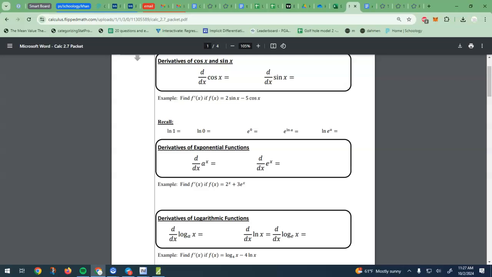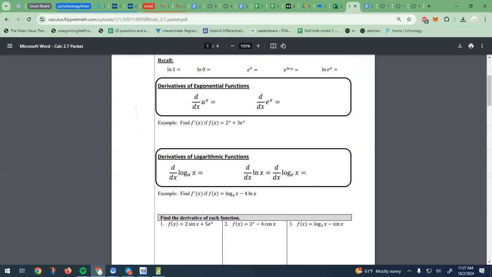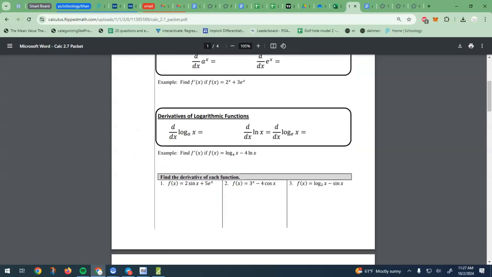And then we've got these two down here. It's kind of the same deal. It's one rule and a special case of it. So the derivative of log base a of x is 1 over x times the natural log of the base, natural log of a. I'm not really going to prove that to you.